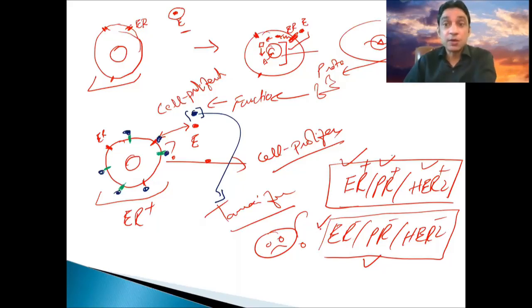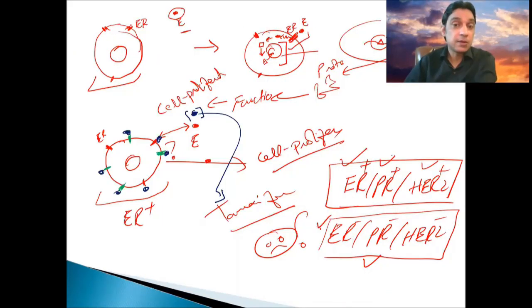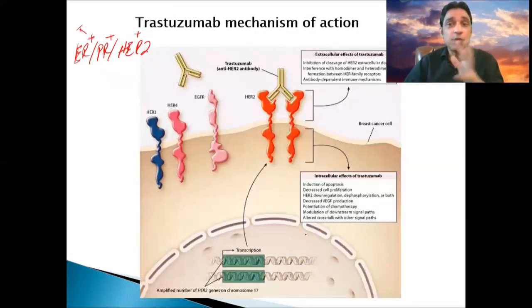Okay, so now let me show you. G. PR positive. I'm not getting your point. What's PR positive? Progesterone receptor. Okay, so the story will be similar. I did not explain the others separately, but it will be a story like the estrogen receptor. It makes sense? Okay?